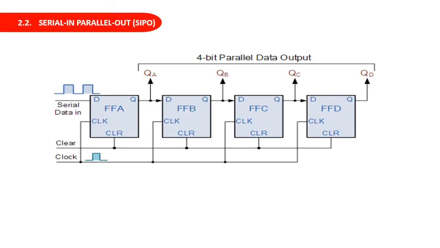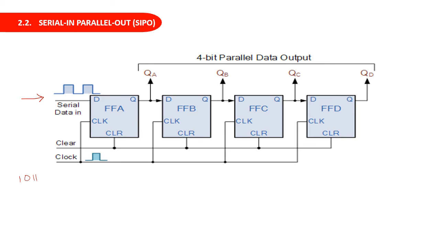Next is serial in parallel out. So the circuit of the serial in parallel out shift register is shown in the figure. As the name indicates, the data is fed serially and the data is taken out parallelly. That means we will be taking the output at the same time from all the flip-flops. So here again a 4-bit shift register is shown. Now the data is fed serially to the first flip-flop and the data is taken parallelly at the same time from all the flip-flops. So suppose you want to transfer the data as 1 0 1 1, again the same.